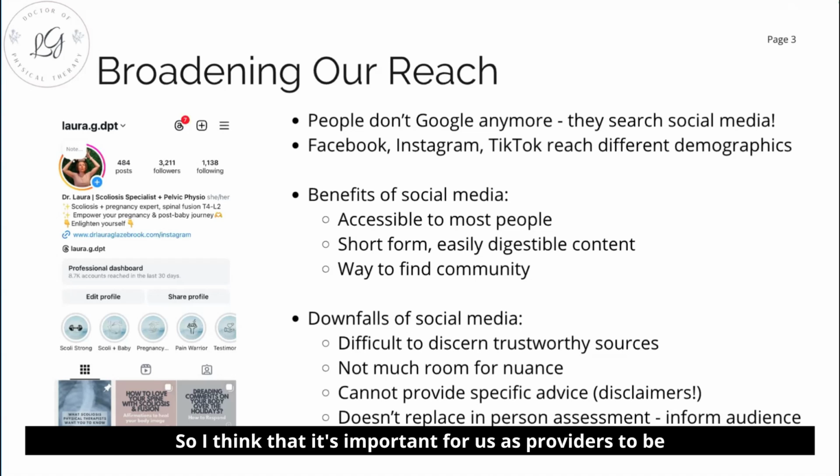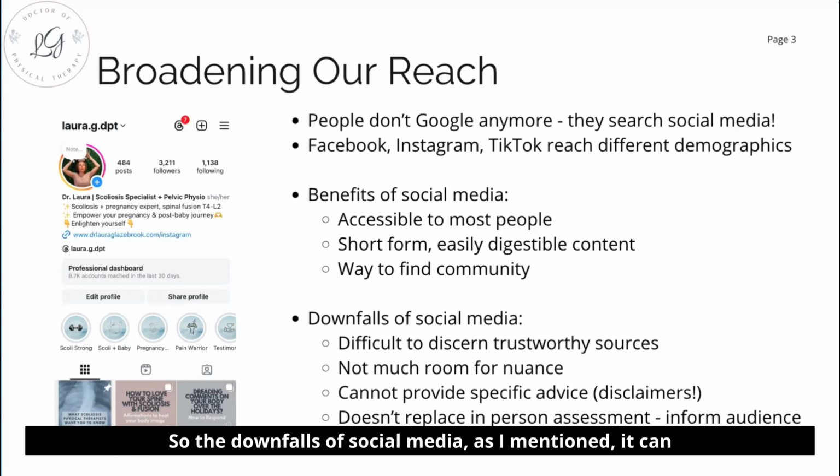So I think it's important for us as providers to be aware of that and to be creating quality content on these topics. Because just like Google, it can be tricky to ascertain what sources are good and what sources are not. The benefits of social media are that it's very accessible to most people. The short form content, like the posts and the little informational reels, is usually easily digestible. It's also a great way for fellow scoliosis patients and families to find a community, which can be really helpful. In my own scoliosis journey, I didn't know anybody with scoliosis, certainly nobody with spinal fusion, until I was in my 20s. So it was very isolating.